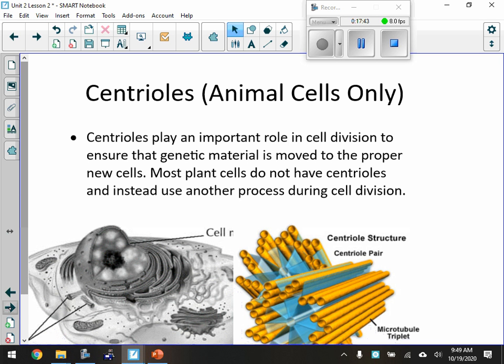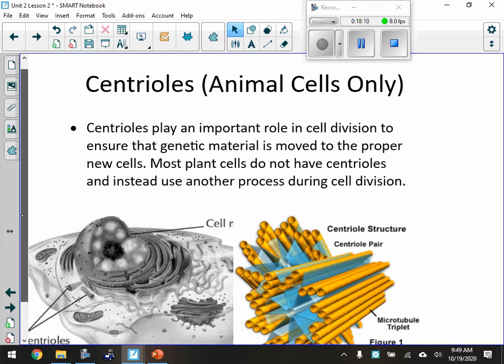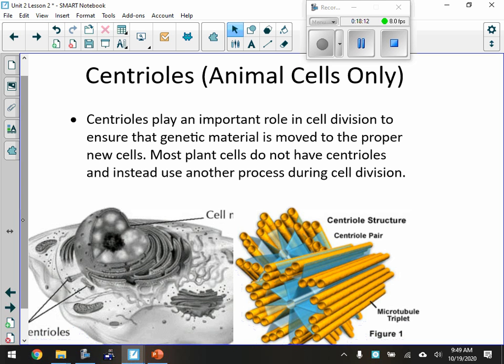Okay, I think we're here now. One of the differences between plants and animals is that in animal cells only, you have something called centrioles. And centrioles play an important role in cell division to ensure that genetic materials move to the proper new cells. Most plant cells do not have centrioles and instead use another process during cell division. Okay, and we're probably not going to talk about that here. So centrioles are for animal cells only.